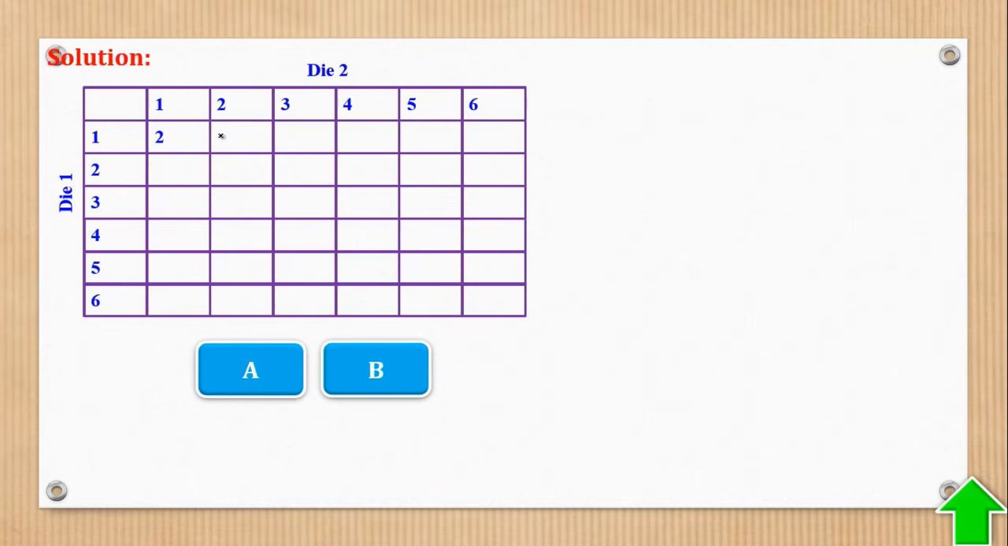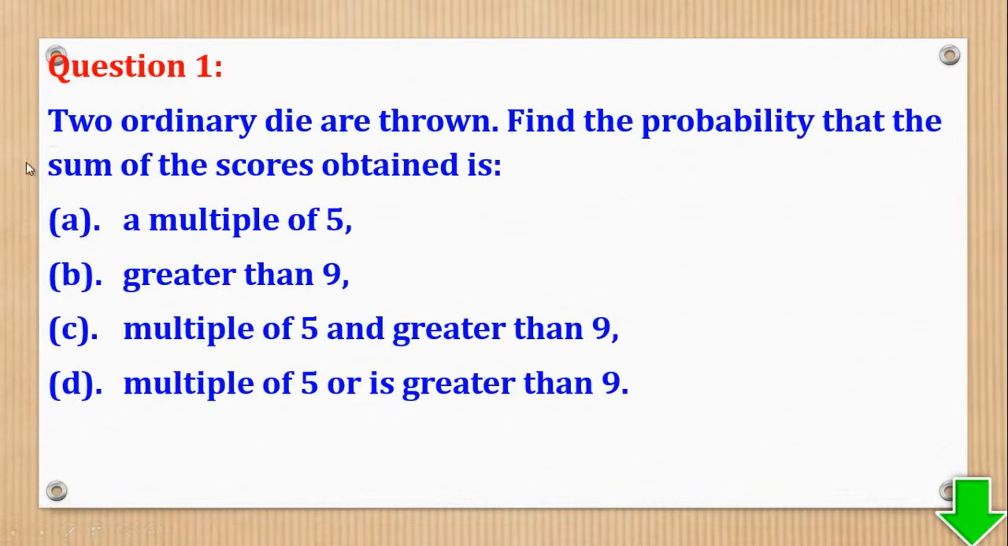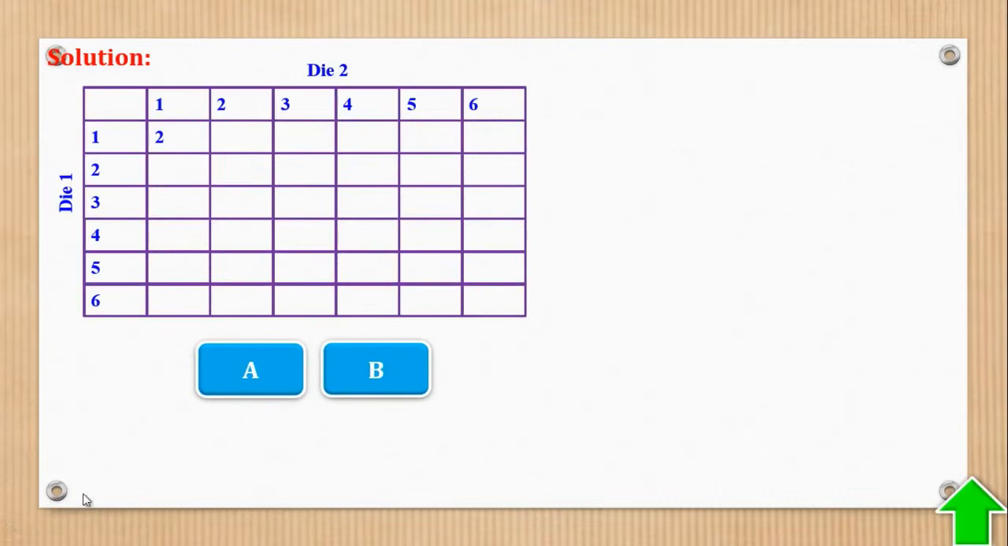The next, remember the question is on the sum. It talks about sum. Let's just look at the question. The question talks about sums of the score. Therefore, we have to add.